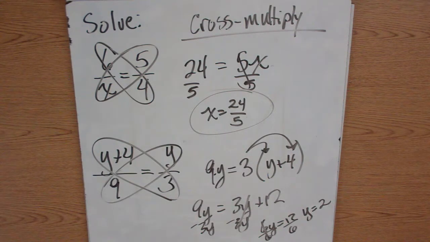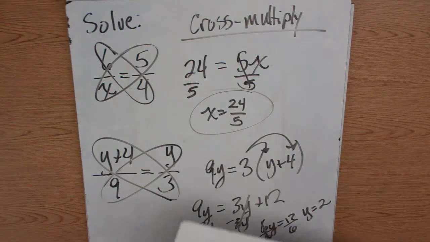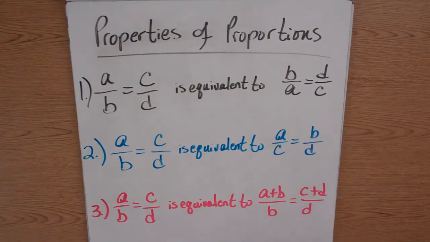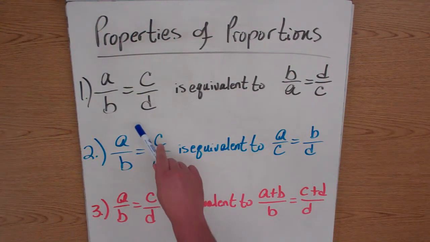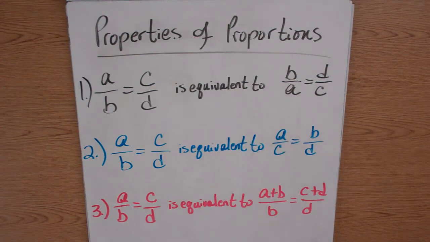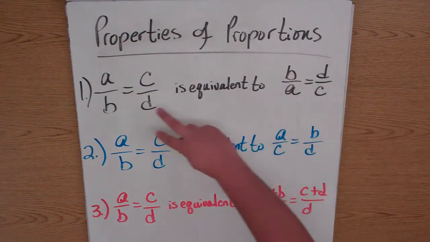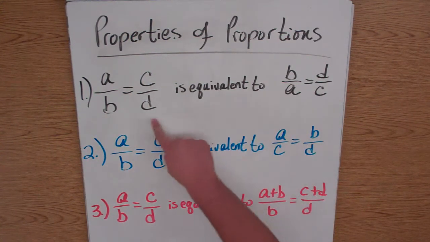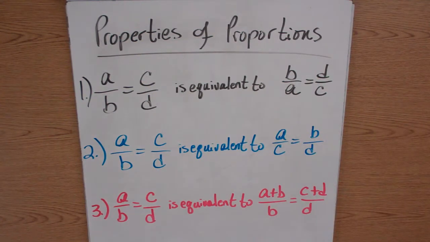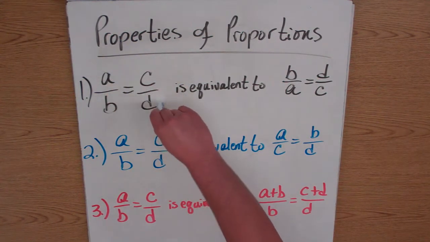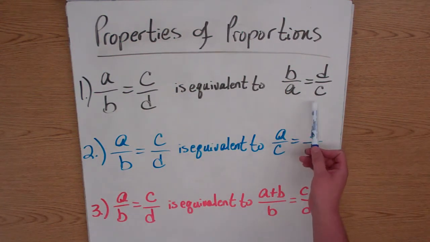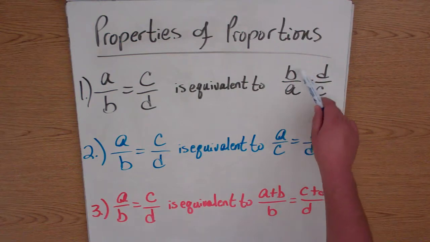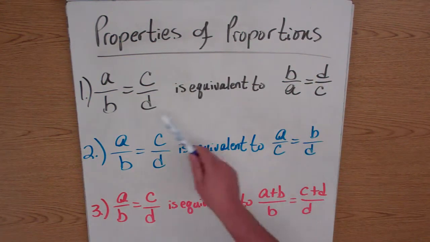Now, here are three properties of proportions, and they're all equivalent. So if we look here, A over B equals C over D is equivalent to B over A equals D over C. As you can see, all we did was take the inverse of each side. We just flipped it over, okay? A over B became B over A, C over D became D over C. Now, when you cross multiply, this would be A times D equals C times B. You still get the same thing here when you cross multiply. So these two are mathematically equivalent.